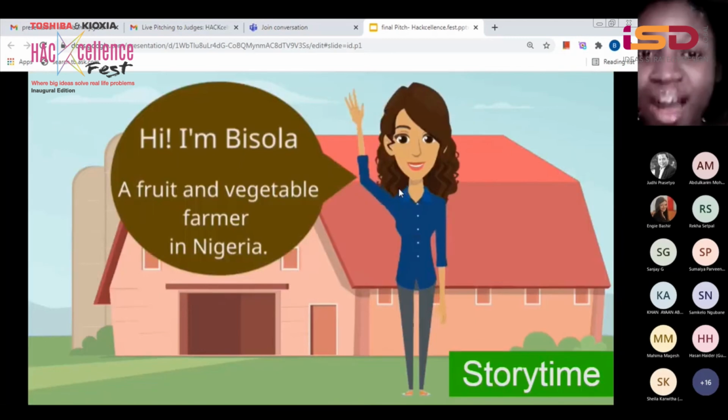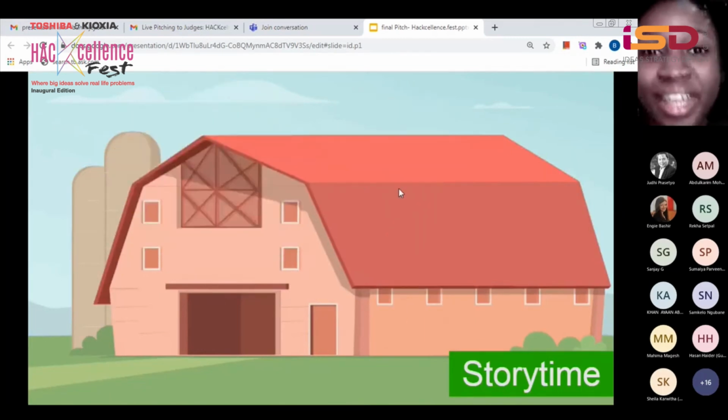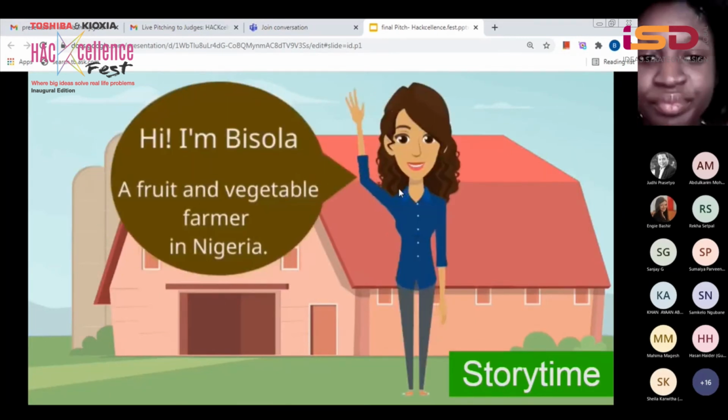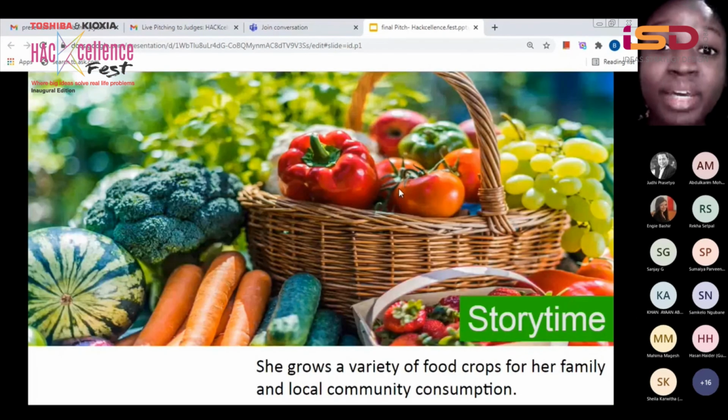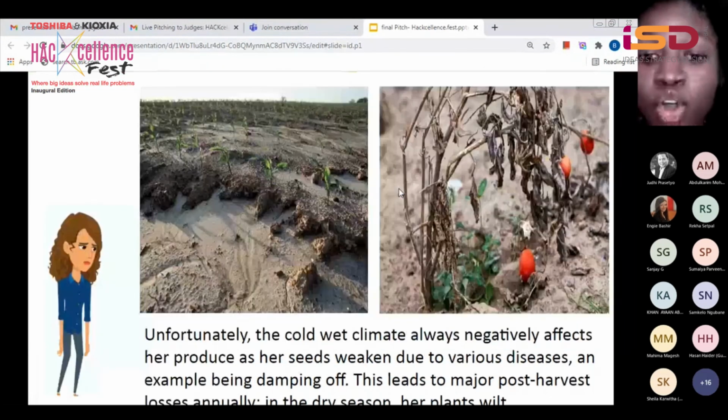Meet Bisola, a fruit and vegetable farmer in Nigeria. She grows a variety of food crops for her family and local community consumption. Unfortunately, the cold, wet climate always negatively affects her produce as her seeds weaken due to various diseases, an example being damping off. This leads to major post-harvest losses annually. In the dry season, her plants wilt.